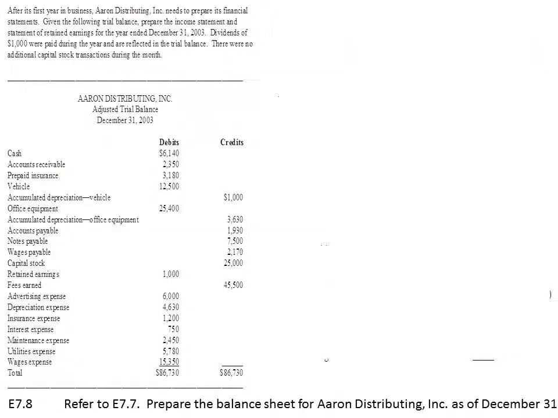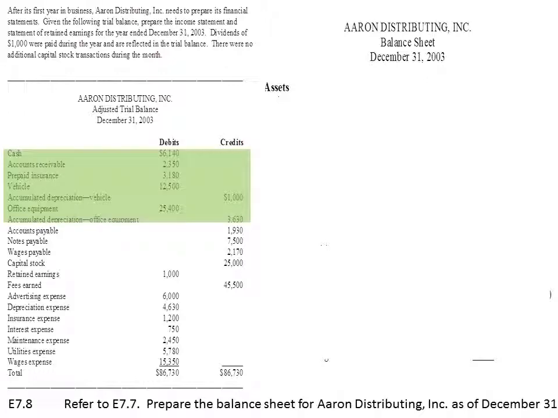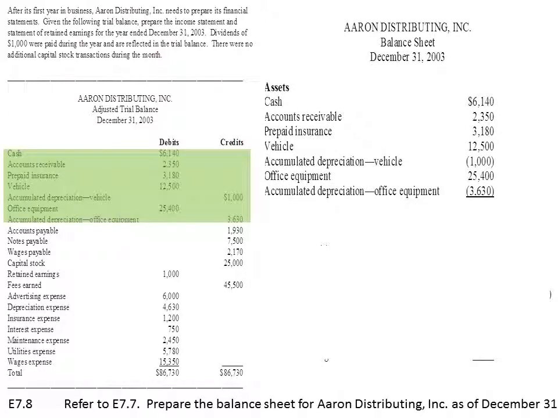So let's continue on. We're going to look at Aaron Distributing Inc. and let's create a balance sheet for them. Now for our balance sheet, remember it's our assets, our liabilities, and our owner's equity. So we're going to take a look at the ones in the green. Our assets are going to be our cash, accounts receivable, prepaid insurance, vehicle, accumulated depreciation vehicle, office equipment, and accumulated depreciation office equipment.